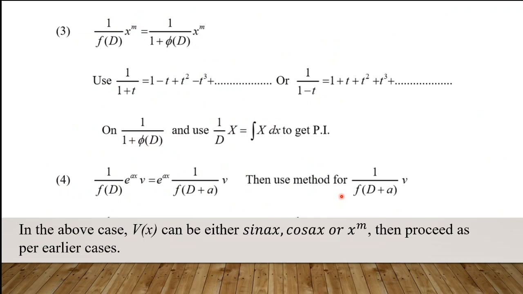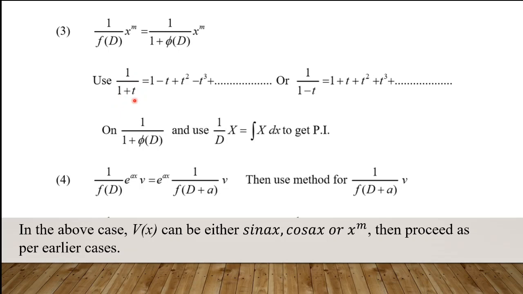Case number 3 says that when RHS is a polynomial in x, polynomial meaning x to the power m, x to the power m minus 1, x to the power m minus 2 and so on. Such a polynomial in general is termed x to the power m. What to do? I have to split this f of d as 1 plus phi d. When will 1 plus phi d come? When you take out the lowest degree term outside. Then either it will be 1 plus phi of d or it will be 1 minus phi of d. Then I can use the binomial expansion.